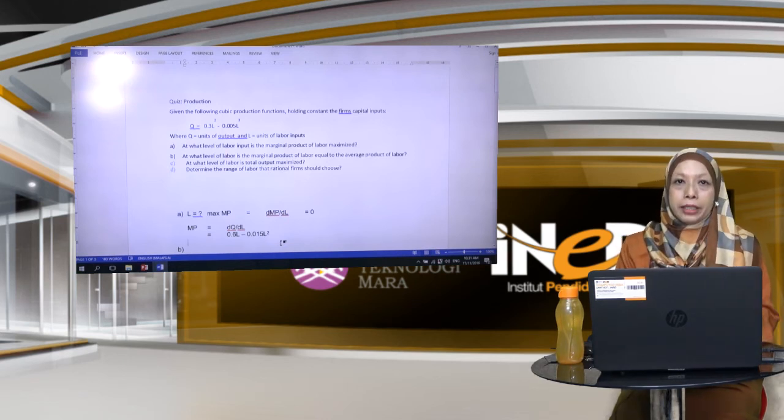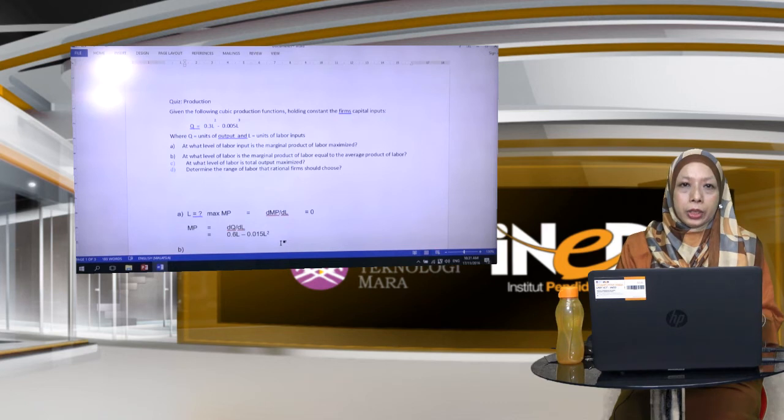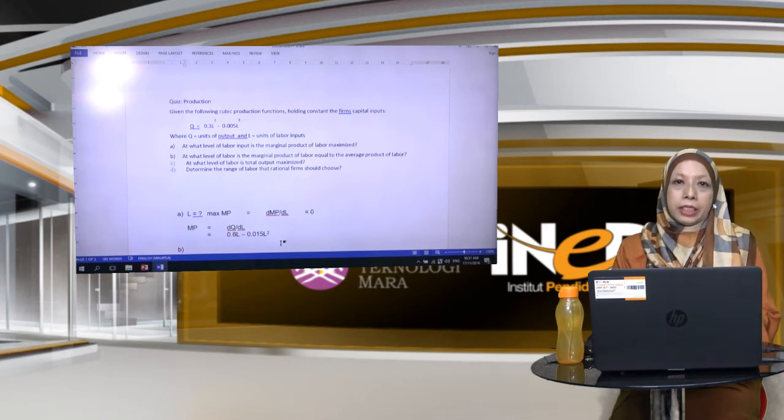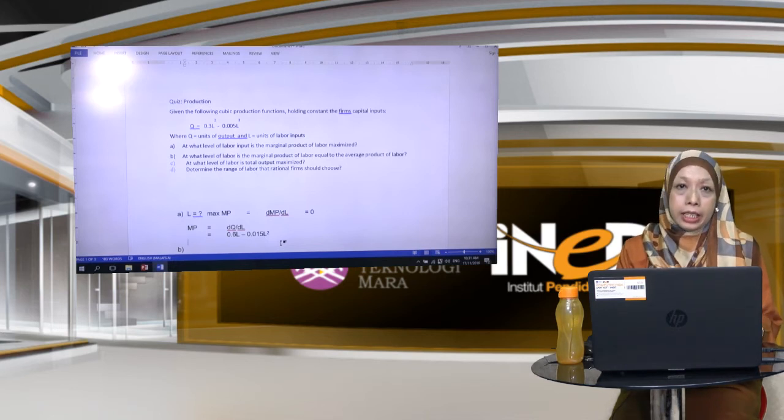So your marginal product is 0.6 L minus 0.015 L squared. I hope that by now you are very fluent with the concept of differentiation, and you can differentiate any kind of function very fast. That's the most important thing.